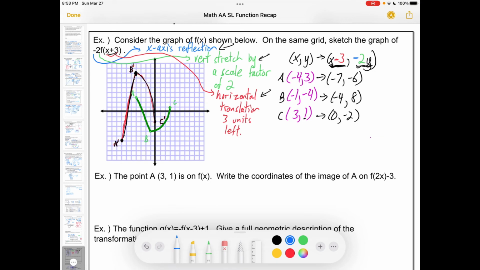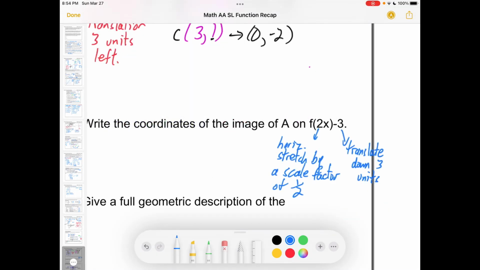So here comes another one. The point A, which is (3, 1), is on f(x). Find its image on f(2x) minus 3. So let's think about what those transformations are. This is a horizontal stretch by a scale factor of 1/2, by the reciprocal of this. Okay? And this is a translation down 3 units.